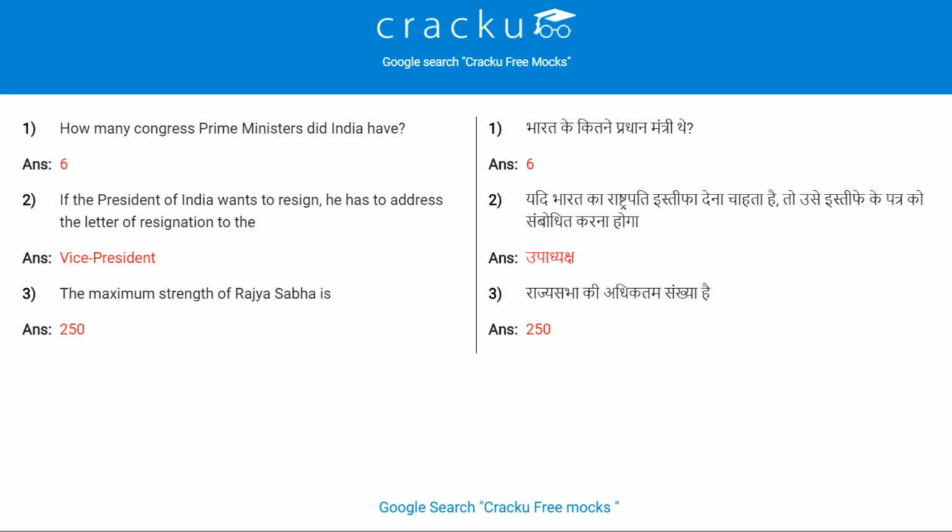Today's first question. How many Congress Prime Ministers did India have? 6. If the President of India wants to resign, he has to address the letter of resignation to the Vice President. The maximum strength of Rajya Sabha is 250.